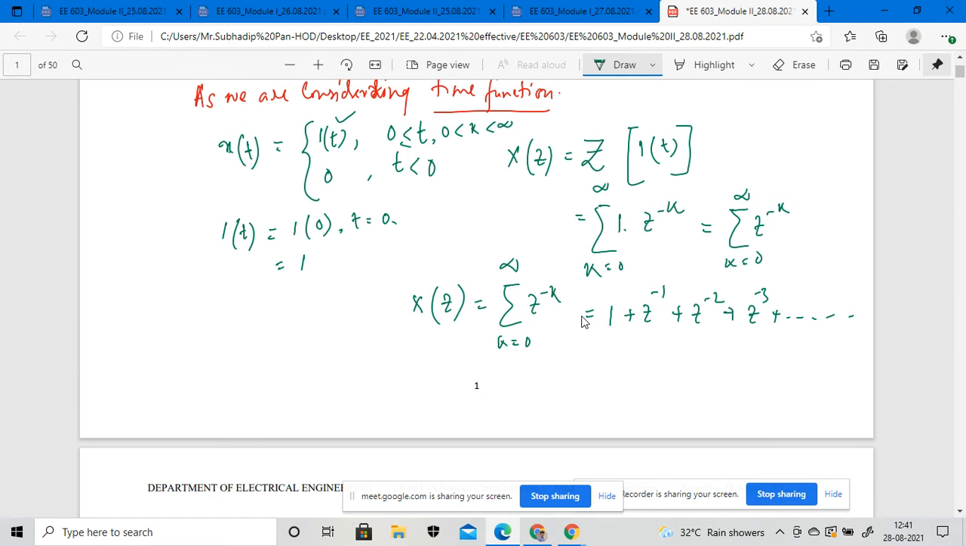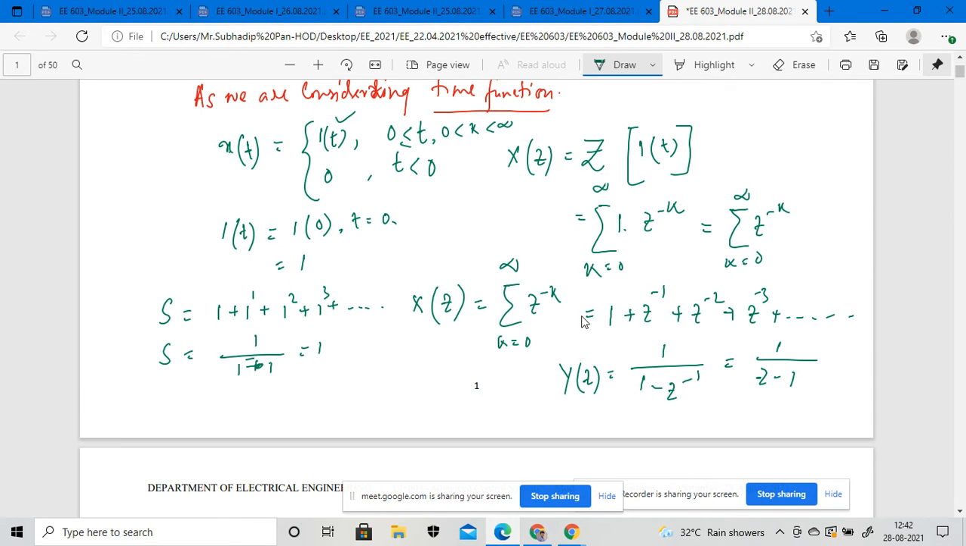Considering the mathematical equation, suppose s equals 1 plus 1 to the power 1 plus 1 to the power 2 plus 1 to the power 3 plus and so on. As per the mathematical formula, this comes to 1 divided by 1 minus 1. So applying the Z transformation of this function, it will be 1 divided by 1 minus z inverse. If we simplify this, it will come z divided by z minus 1.